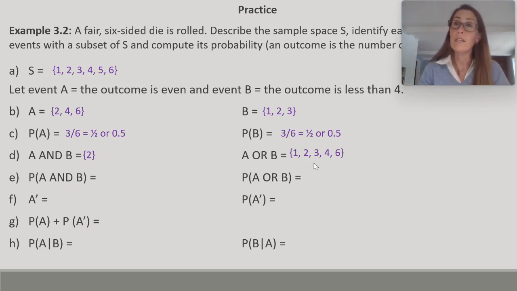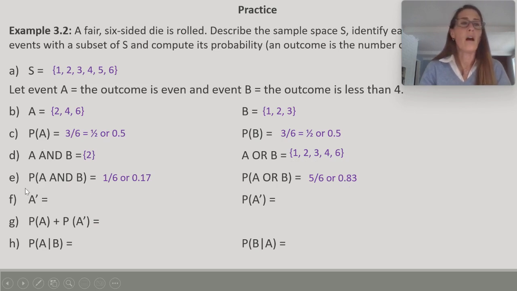So the probability of A and B is just 1 out of 6. So there's one outcome. I'm sorry, I keep getting those mixed up. That one outcome in the event A and B, so 1 out of 6 or 0.17. And then there's 5 here in A or B. So 5/6 or 0.83.